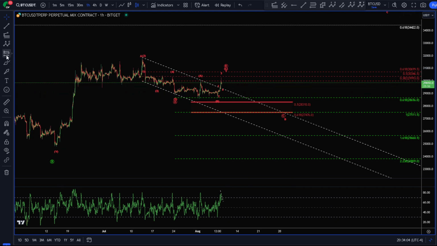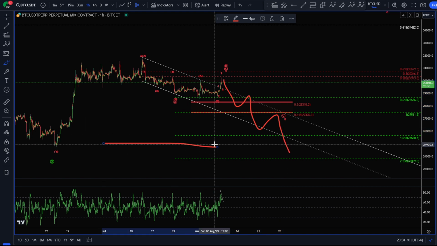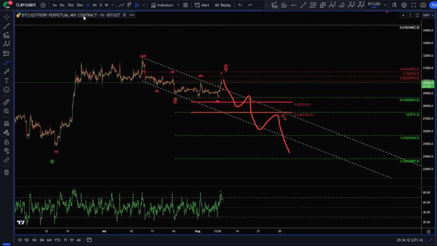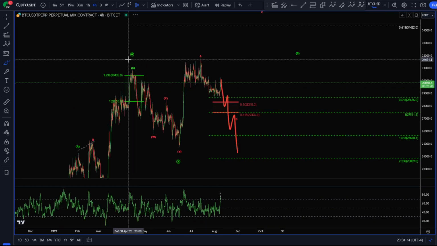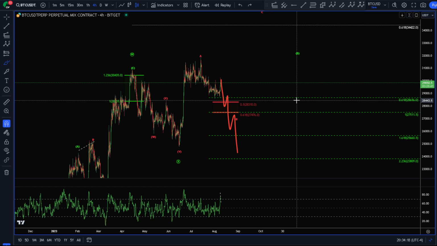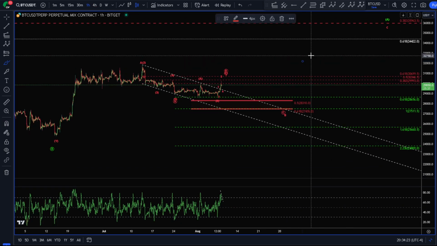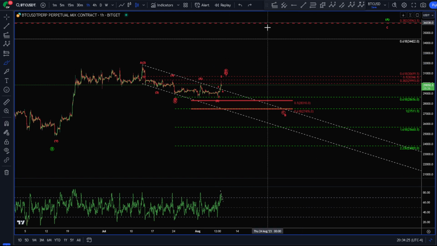And if we come down hard in that other scenario I showed you in 5, then this could all end up being an expanded flat here before we start attempts at our new high. So there you have it, guys. That's the trade I'm looking for this week.